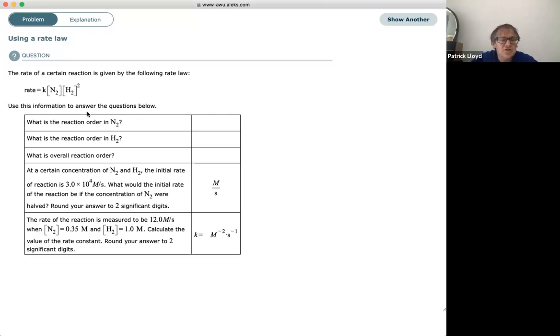What would the initial rate of the reaction be if the concentration of N2 were halved? Round your answer to 2 significant digits. If it were halved, we want to know what the initial rate would be, okay? So for this one, we have to do a little bit of thinking.